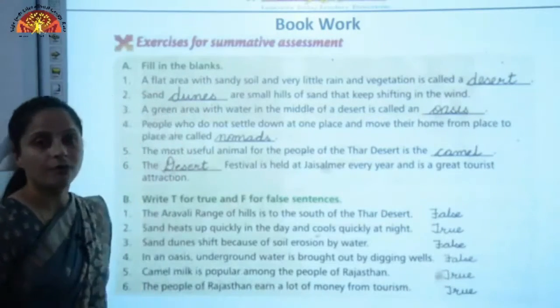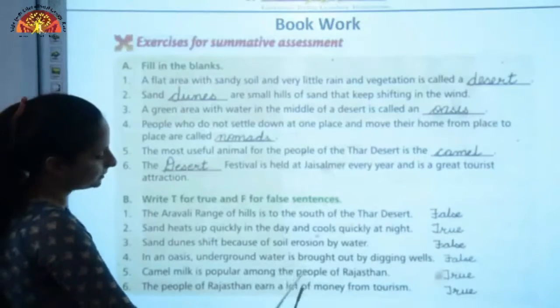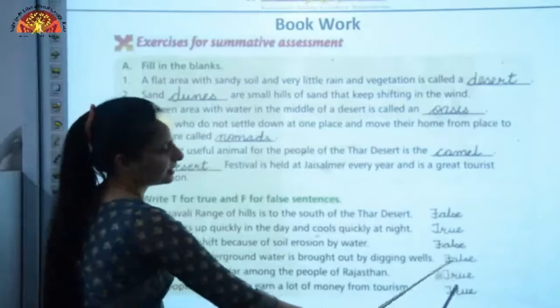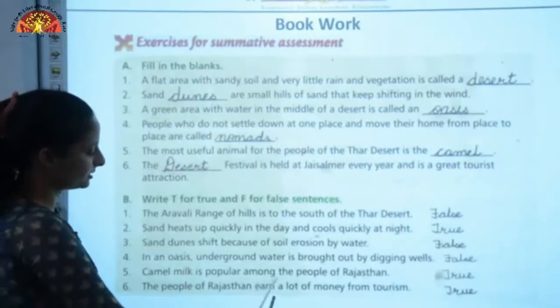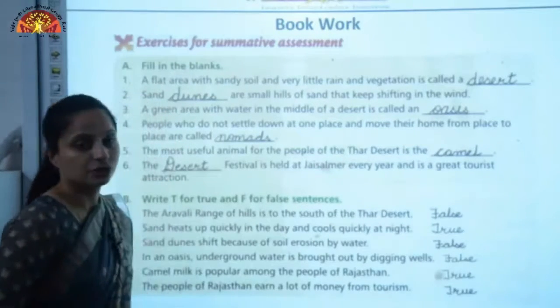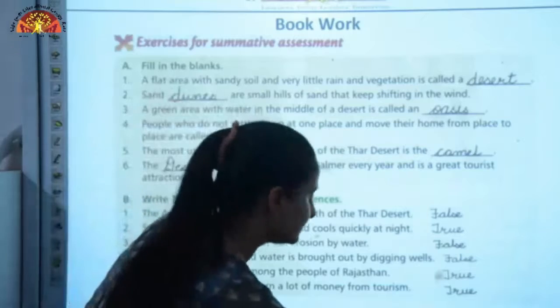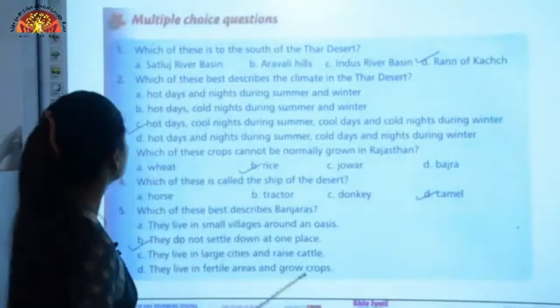This is also false. Fifth, camel milk is popular among the people of Rajasthan. The statement is true. Sixth, the people of Rajasthan earn a lot of money from tourism. This is true. Now let's move ahead with MCQ, multiple choice questions.